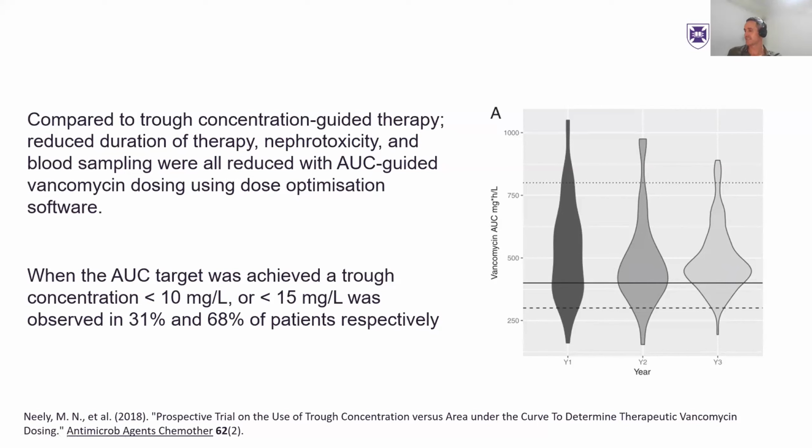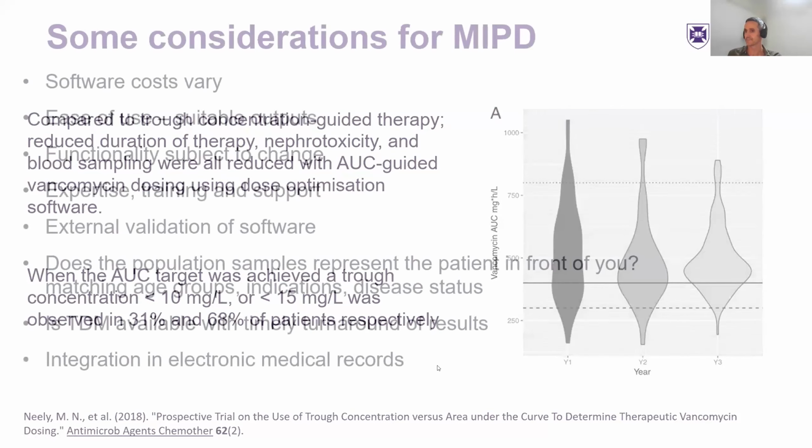Apart from making nice violin plots from this data, it also reduced duration of therapy, reduced nephrotoxicity, and required fewer blood samples. And of note, aligning with what I was saying before, when they did achieve an AUC target, a trough concentration of less than 10 or less than 15 was observed in 31 and 68% of patients respectively, which just gives further weight that a trough approach is perhaps in some patients risking supertherapeutic exposure or toxicity.